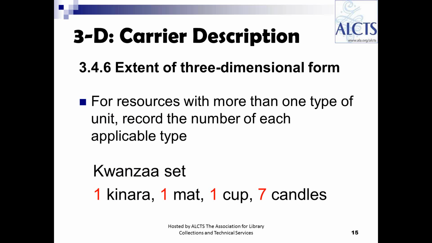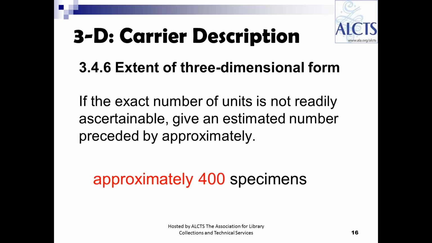RDA also tells you what to do if you have more than one type of unit, as is seen here with this Kwanzaa set. If there are a lot of things, and it's inconvenient or unrealistic to count them, RDA says you can use an approximate number as shown here.